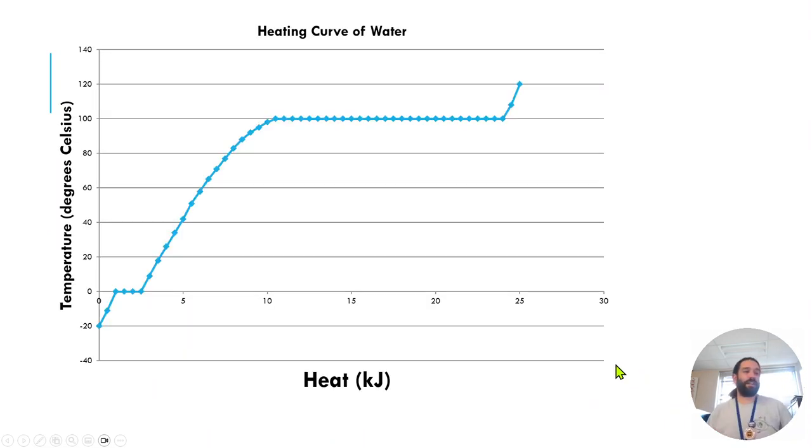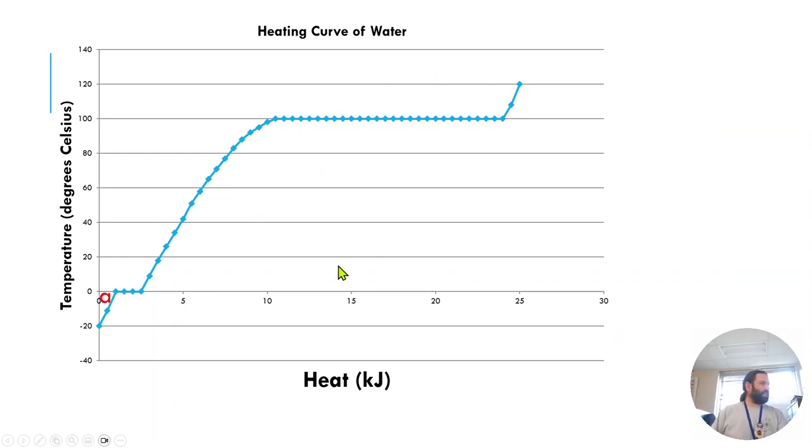Next, I want to talk about the heating curve of water. We talked about this heating curve way back in Unit 2, and what we talked about was each segment. So if we look at it, the x-axis is heat in kilojoules. As we move from left to right on the x-axis, we're increasing heat. The y-axis is temperature. So as we increase heat, notice temperature goes up. If we go right to left, we're taking away heat, so temperature goes down.